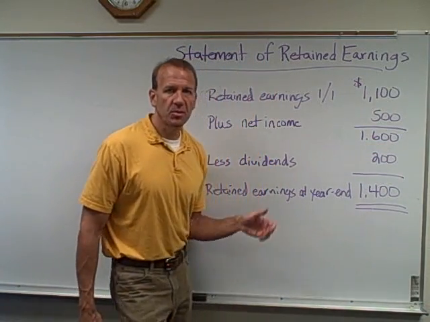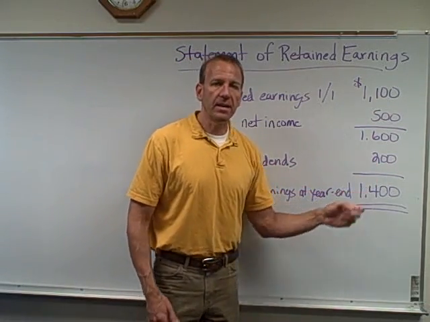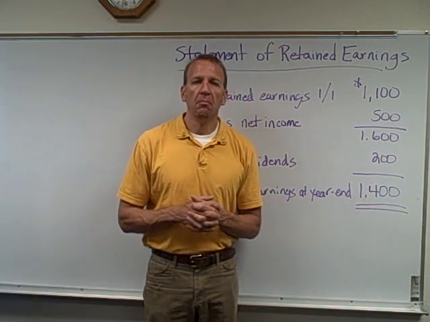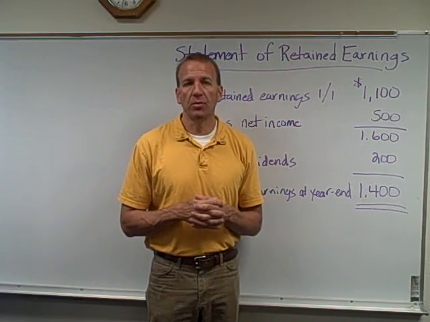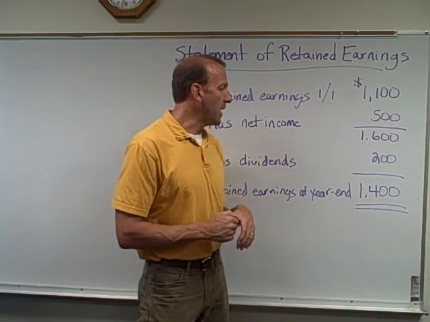The next step is to subtract out the dividends. So I say less dividends of 200. Now dividends, that's the money that's paid out to our shareholders, okay? Money is oftentimes paid out for the shareholders every year. So it's distributed back out to them. And we call that a dividend.